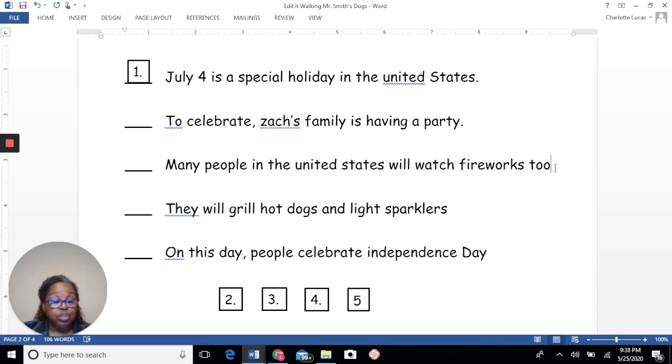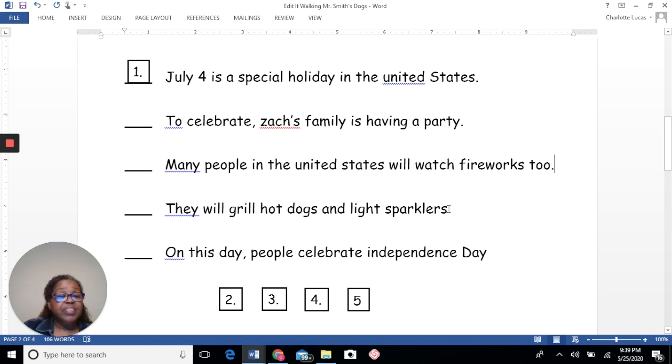Does it show emotion, strong emotion, or is it just a statement? Many people in the United States will watch fireworks too. That is also a statement. The next sentence says, they will grill hot dogs and light sparkles. When they say light sparkles, that's a stick, and when you strike a match to it, it sparkles like fireworks. I don't know if you've ever seen one of those, but they will light the sparkles. So they will grill hot dogs and light sparkles.